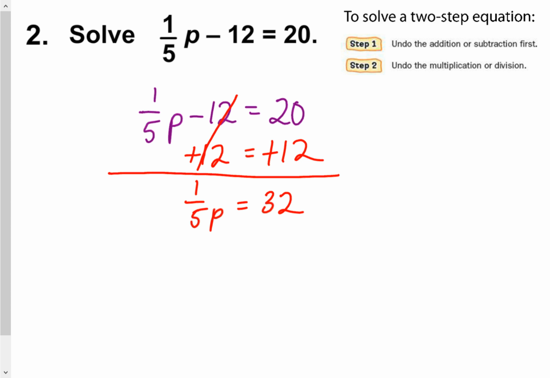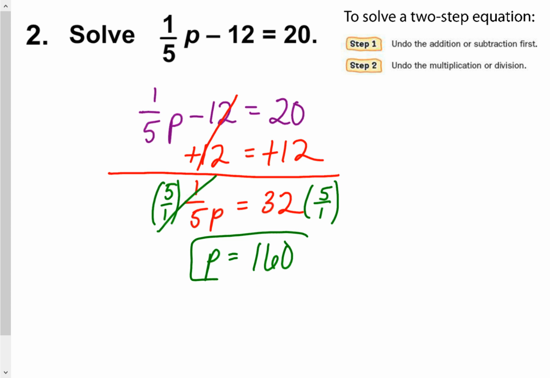Okay, so now I'm going to take a look at this and say to myself, okay, well, my coefficient, or the number being multiplied by my variable, is a fraction. And to undo multiplying by a fraction, we're just going to multiply it by the reciprocal. And we learned that in our last lesson. So we're going to multiply it times 5 over 1. And then 5 over 1 times 1 over 5, that cancels out to just 1. So I'm left with p, and that equals 32 times 5 over 1 equals 160.